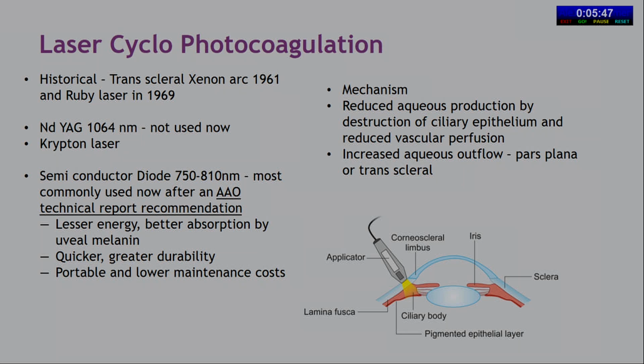The mechanism by which the IOP is reduced is reduced aqueous production, destroying the ciliary epithelium, and reduced vascular perfusion, and also maybe an increased aqueous outflow, a uveoscleral or transscleral kind of outflow. So that is also a possible hypothesis or mechanism by which the IOP gets lowered.